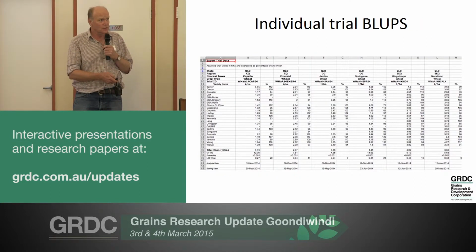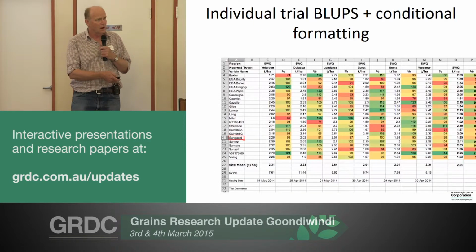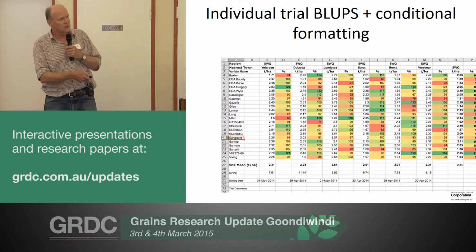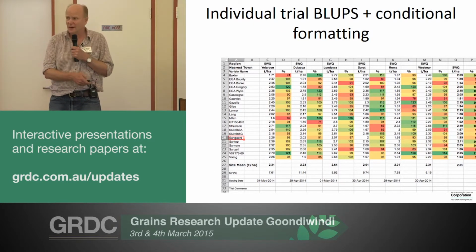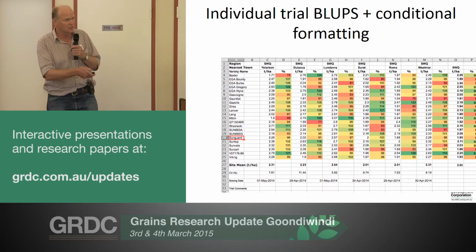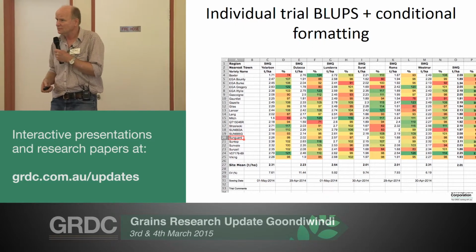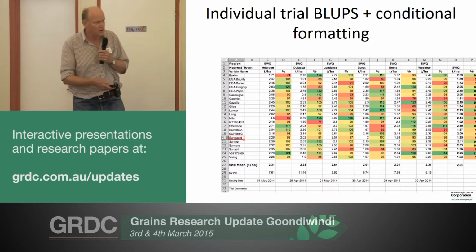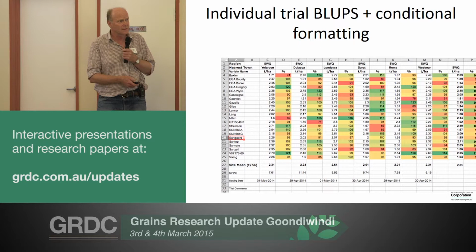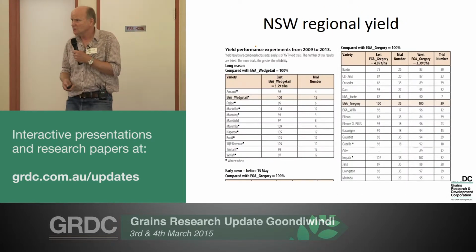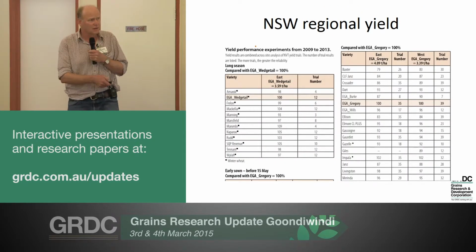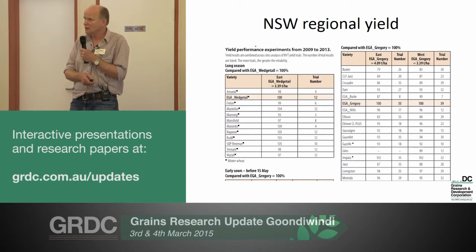That's what the individual trial data looks like. I like to colour code it using conditional formatting in Excel, if you're familiar with Excel, and that allows you to have a scan about what happened last year. Don't use that for your decision making. New South Wales regional yield trials data, reported in the crop variety sowing guide.